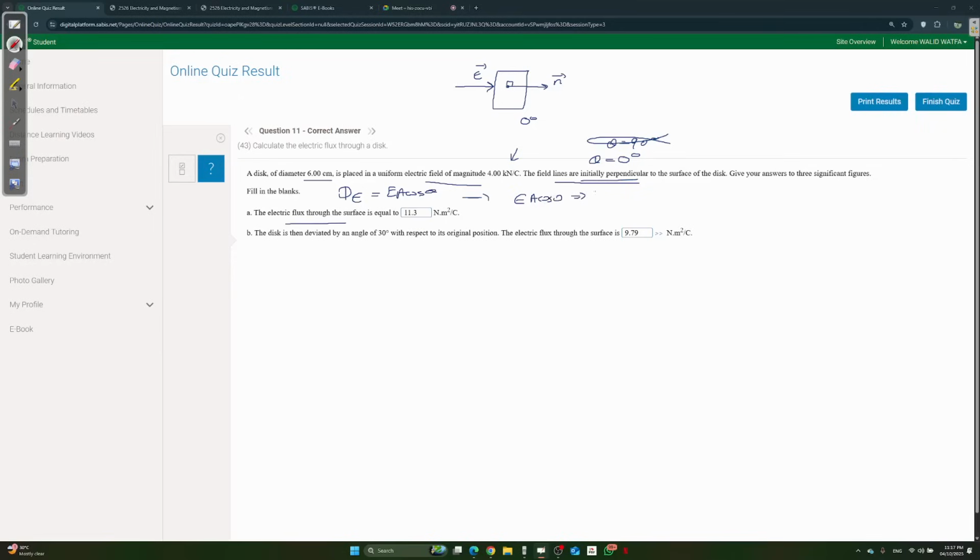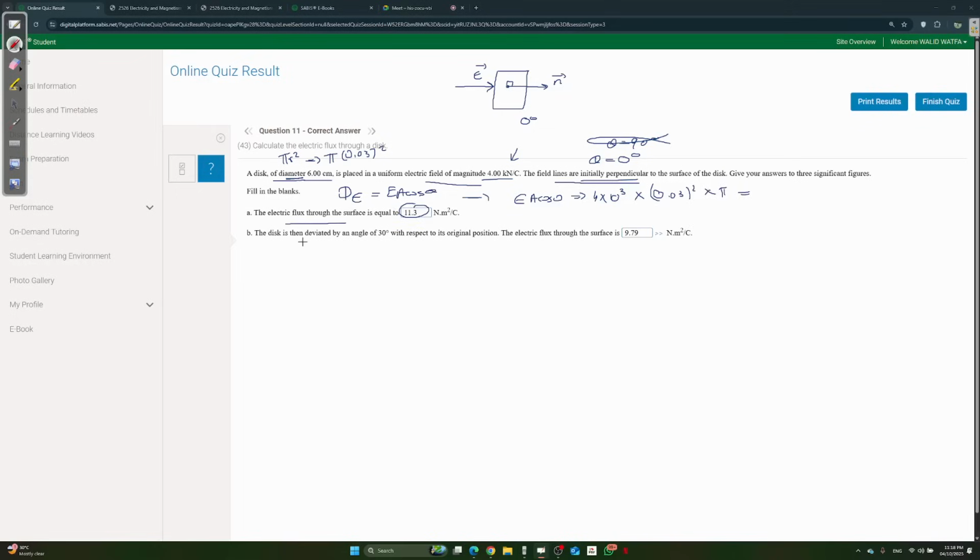What's E? It's 4 times 10 to the 3 because it's kilo. What's A? It's a disk. What's the area of a disk? It's pi r squared. So pi times 0.03 squared. Why 0.03? First, because you need to make it meters. Second, because this is the diameter, and you need the radius, so you have to divide by 2. 0.03 squared times pi. Alright, and you get 11.3.